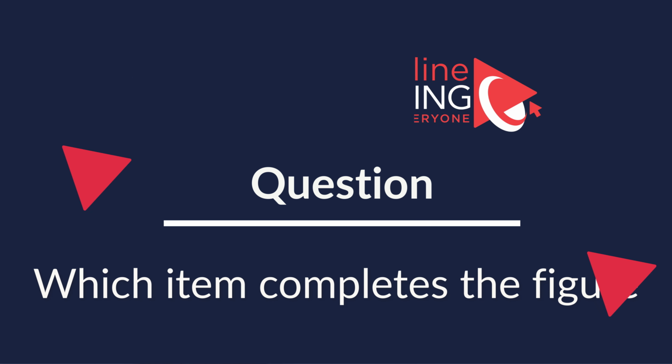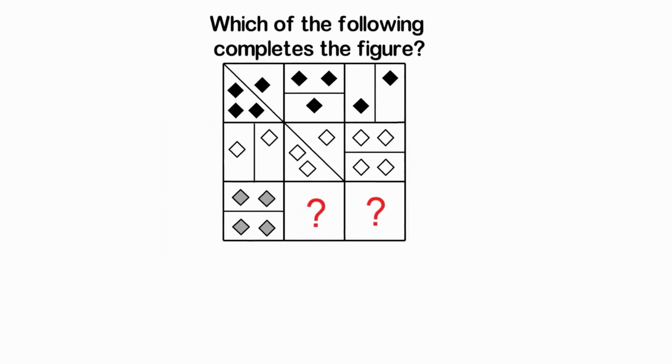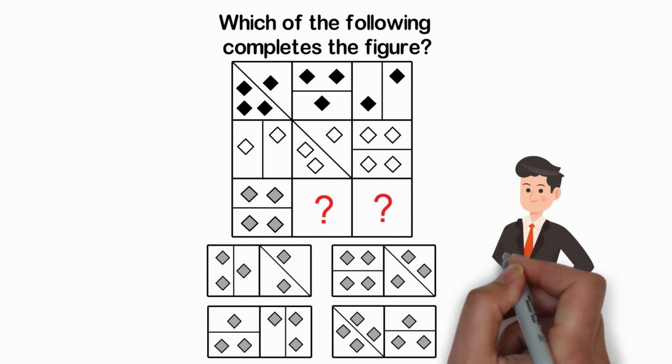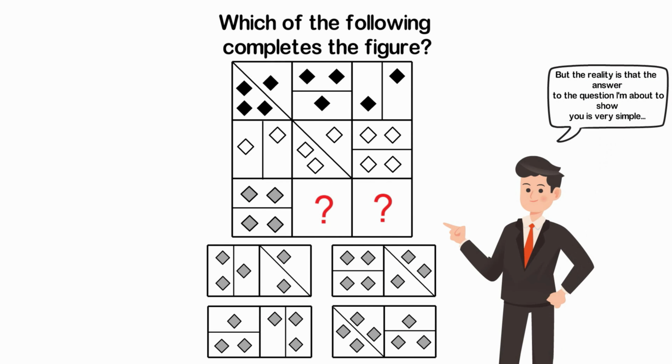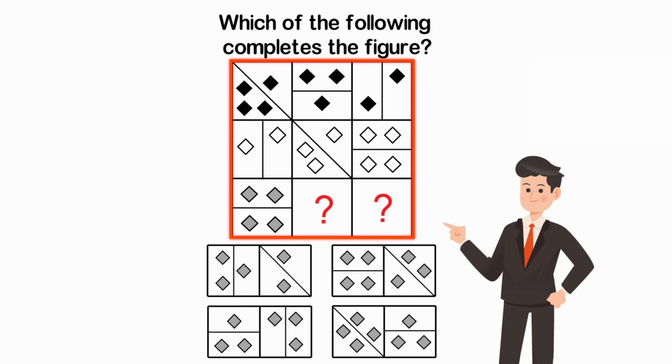When you see a question like this, you might ask yourself, how can it possibly be even more confusing? But the reality is that the answer to the question I'm about to show you is very simple. Let's look in more details. You're presented with the 3x3 matrix. 2 of the shapes in the matrix are missing. They are located in the bottom row.